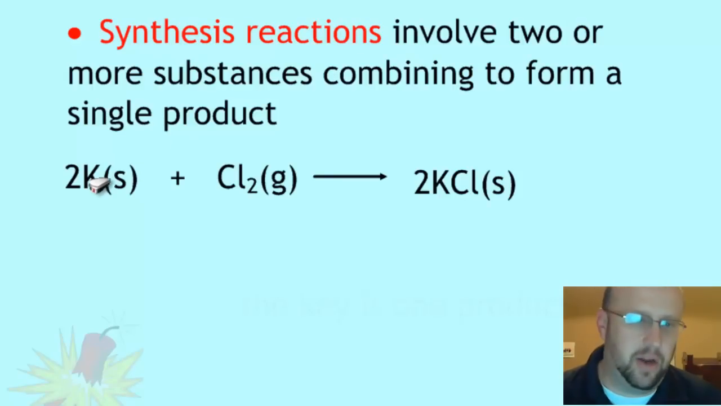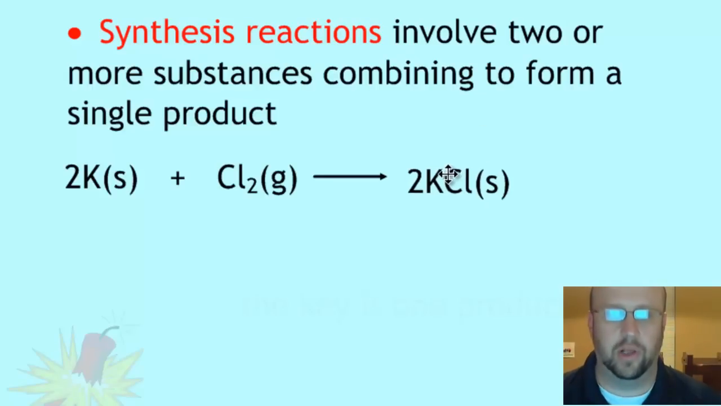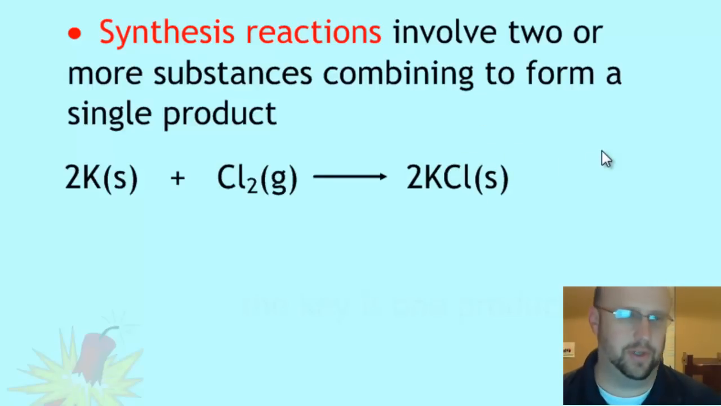And so, as you can see here, I've got potassium, and it's going to react with gaseous chlorine, and it's going to form potassium chloride. Potassium chloride has a couple of uses. It can be poisonous in high doses. In smaller doses, it's actually often used as a salt substitute for low salt. I know low salt doesn't make any sense, but low sodium salt, I guess, would be more appropriate. And so that's what a synthesis reaction is.